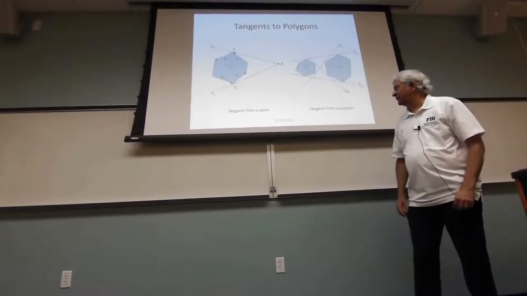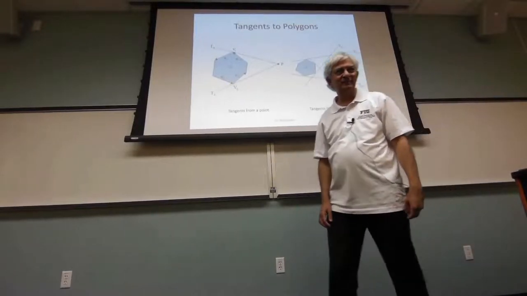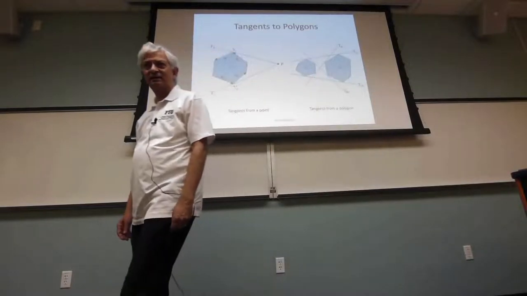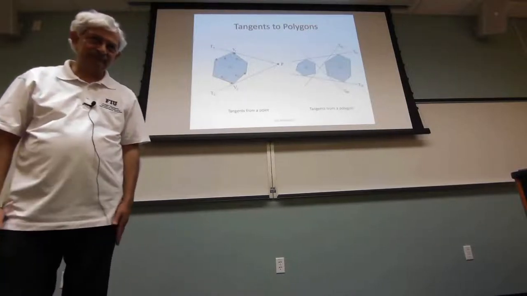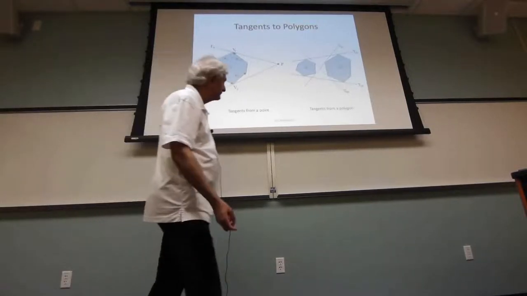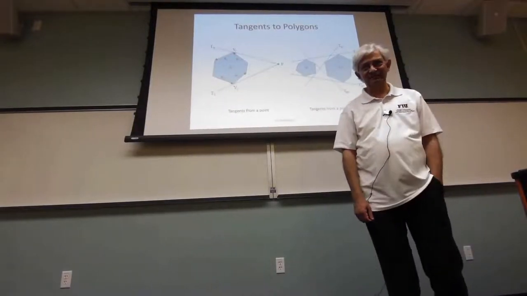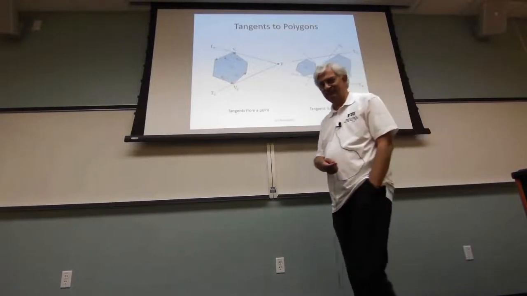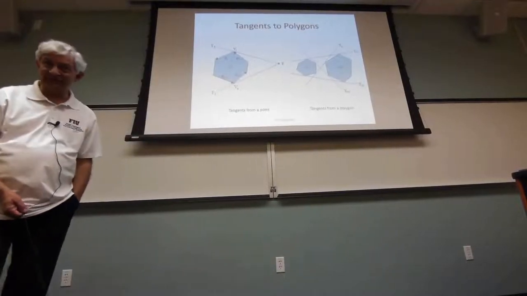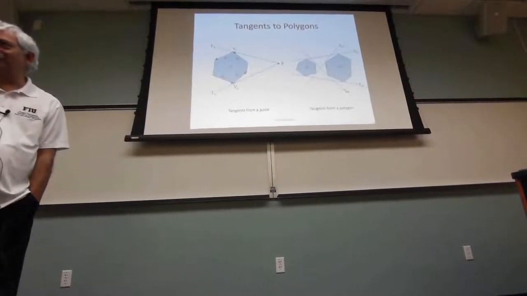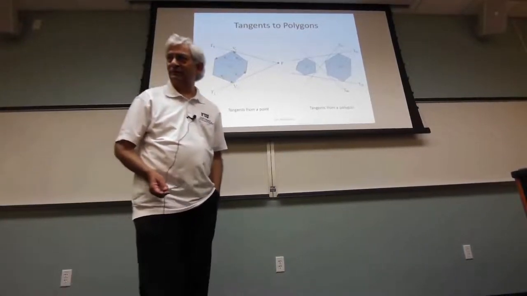Fine. This picture can also give you a convex hull algorithm. Why is that? What strategy does it exploit? Divide and conquer. Solve both convex hulls and then use the tangents to combine. That's right. Does that make sense?